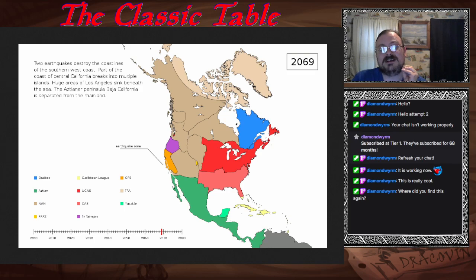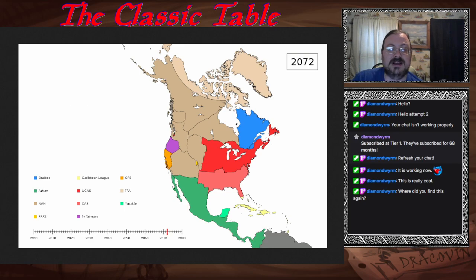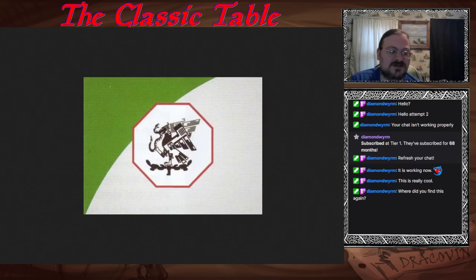So we're getting to the 2070s here, and there are still a few things going on. The Pueblo Council takes a bit of the California Free State. California suffered pretty heavily. And then I think we've reached the end at 2072 where this ends. And it's technically 2075 if we're talking 6th edition, which is just a little farther ahead. But that's that. Let's start talking about these nations one at a time, because we have to dive into a bunch of these. And again, some of these I will go more in depth.